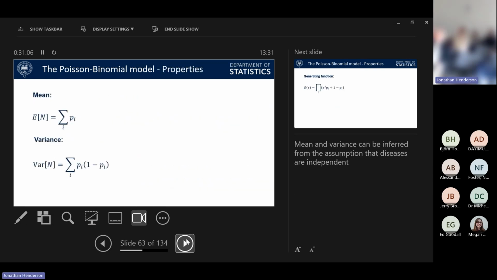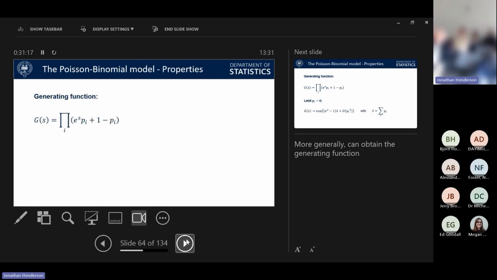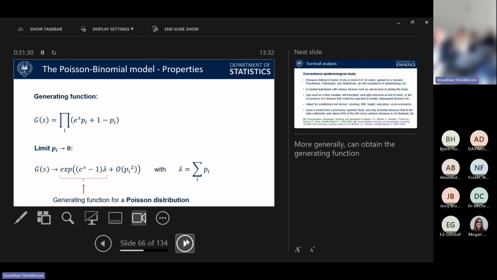The main properties of this model are comparatively easy to work out. These are the two things you really need, the mean and the variance. There's a generating function that you can work out comparatively easily. And if you take the limit of these probabilities becoming small, what you find is that this tends to the generating function for a Poisson distribution. So that's presumably why it's referred to as the Poisson binomial model, because in the limit of small probabilities, you get this Poisson distribution.